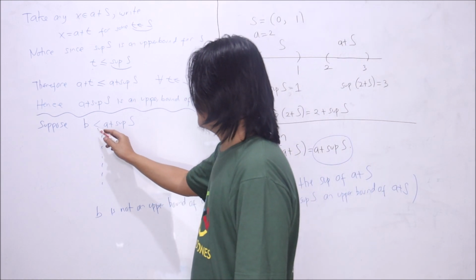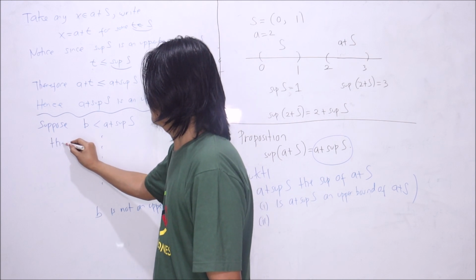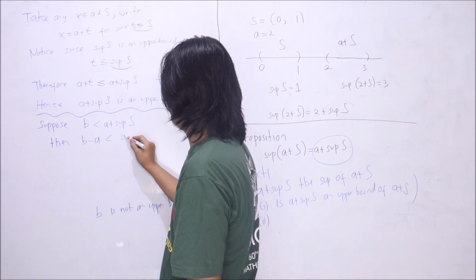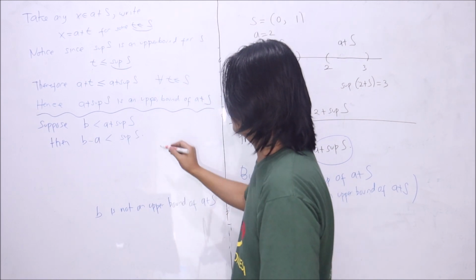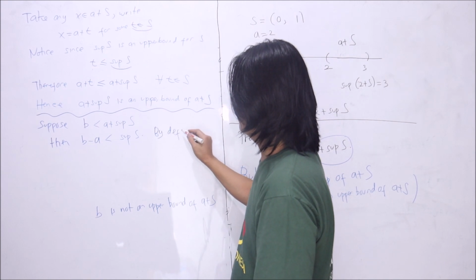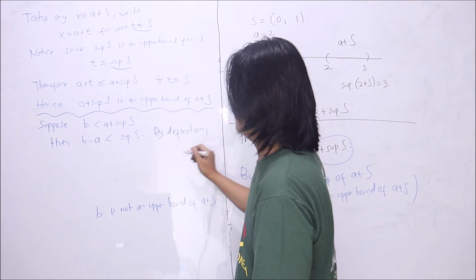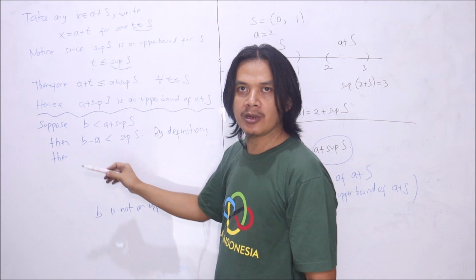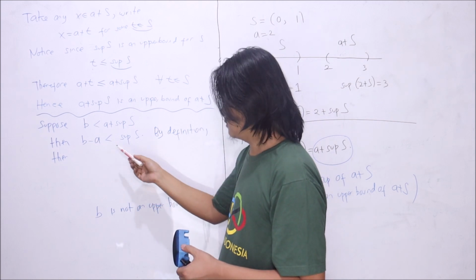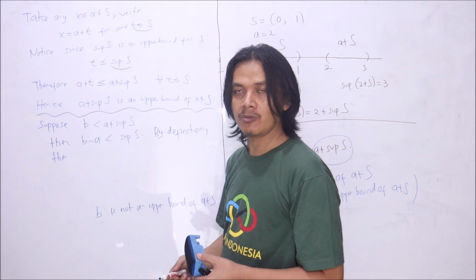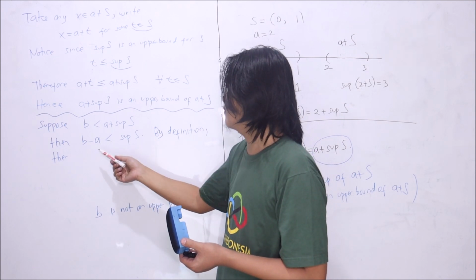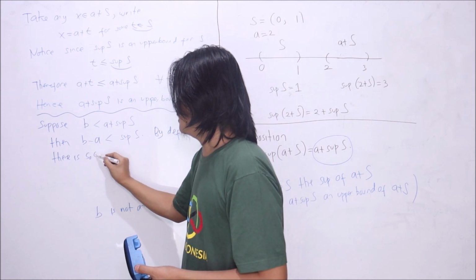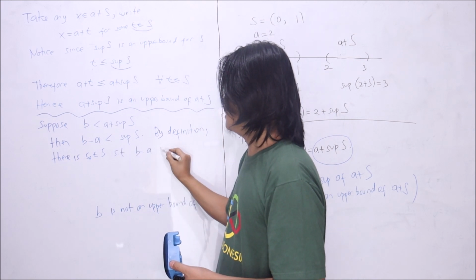Suppose B is less than A plus sup S, then B minus A is less than sup S. By the definition of supremum, remember that if we take any number smaller than a supremum, then this number is no longer an upper bound. What does it mean that it is no longer an upper bound? It means that we can find an element of S that is greater than this number. There is s0 in S such that B minus A is less than s0.